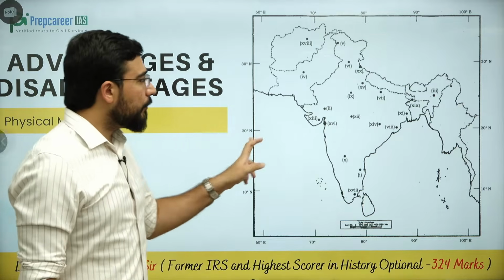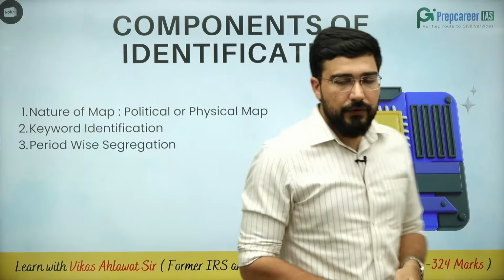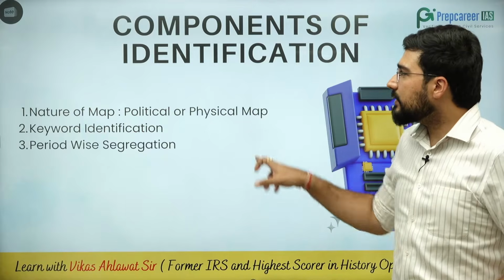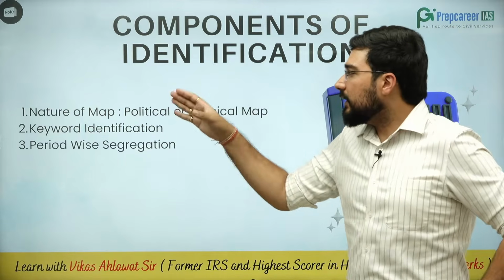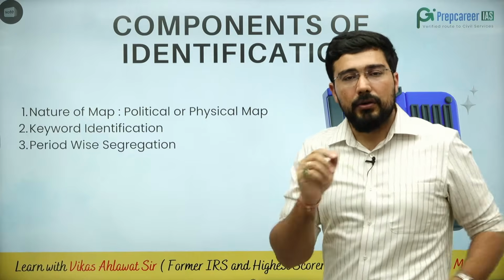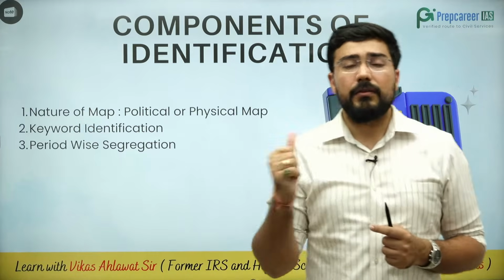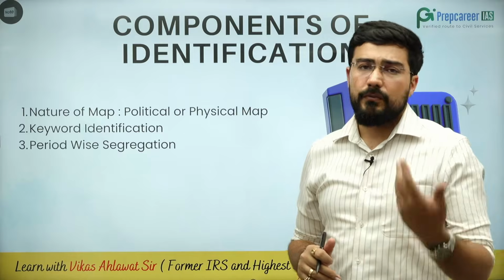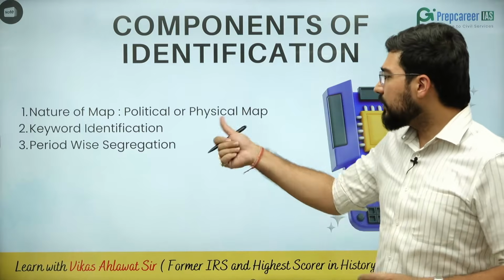All right, so I hope all of you have understood the first important challenge you are trying to understand on the basis of identification: the nature of the map can also affect your marks very easily, political versus physical. Now let me give you one more important thing about this political and physical map.